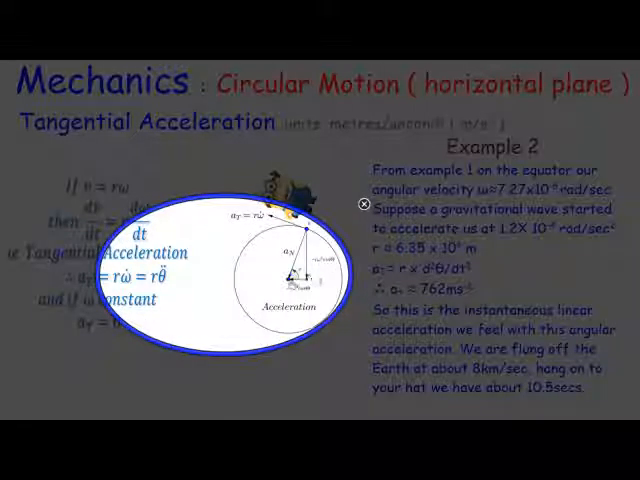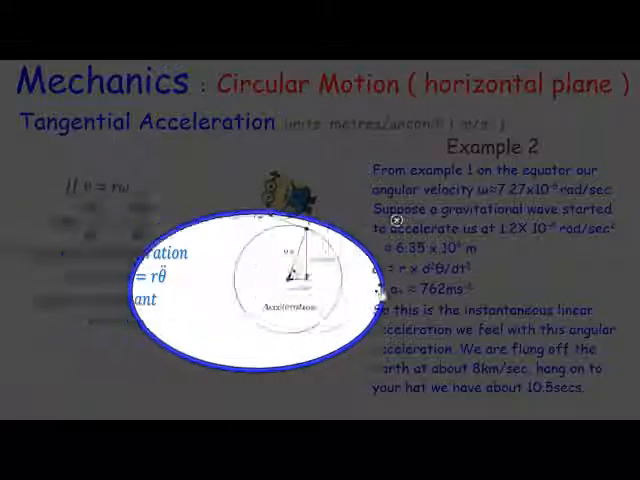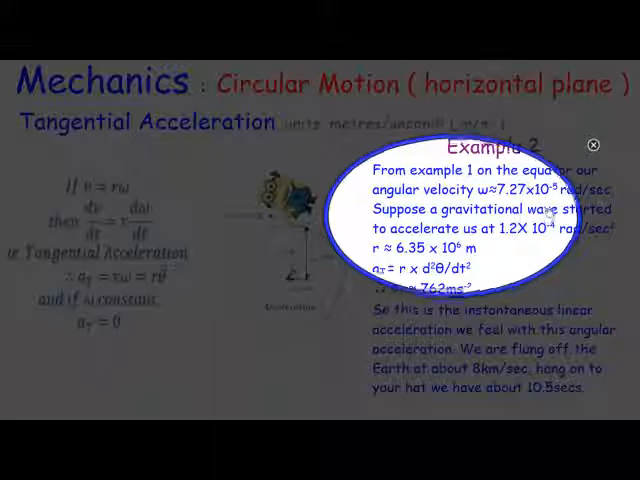Basically, the tangential acceleration, a subscript t, is equal to r omega dot, which is r theta double dot. Now, if the angular velocity omega is constant, then obviously this omega dot is going to be 0. Therefore, there won't be any tangential acceleration, and the only acceleration will be centripetal acceleration acting towards the center, which is coming from the centripetal force. Okay, now let's have a look at example 2.